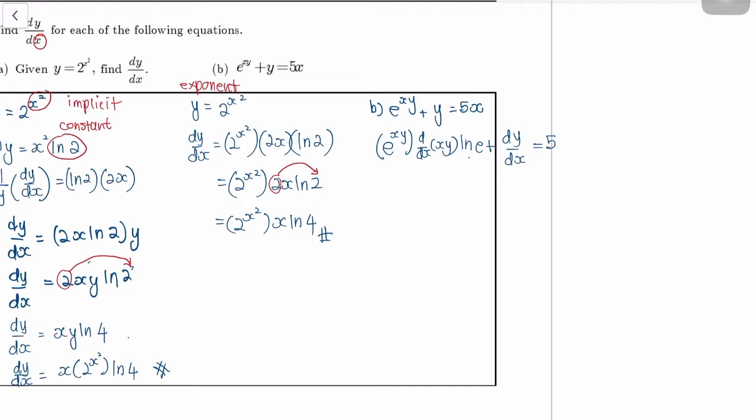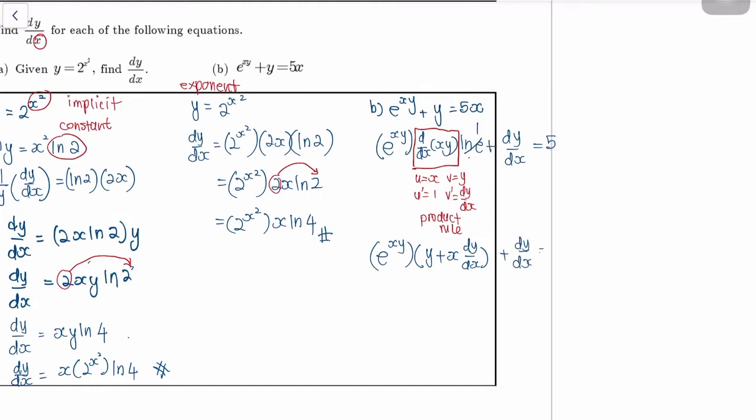Okay, now differentiate this one. So u equals x, u prime equals 1, v equals y, v prime equals dy over dx. So then kita akan buat product rule. So e to the power of xy times product rule kita: v u prime plus u v prime, y plus x dy over dx, ln e equals 1, so plus dy over dx equals 5.